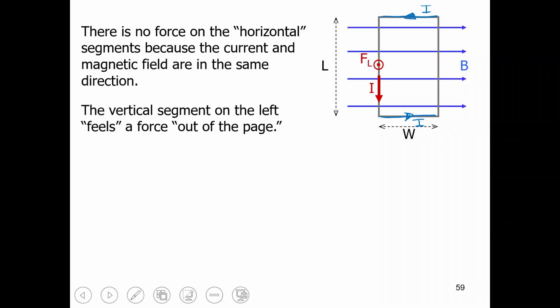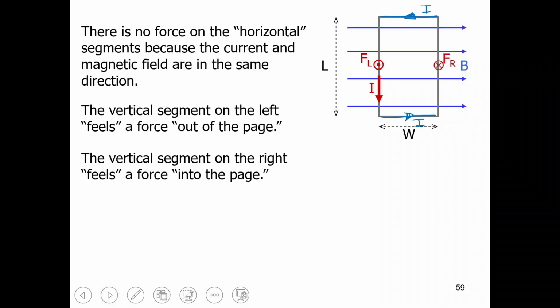So if I look at the first section on the left, the current's going down. So if I point my fingers down towards the bottom of the page, I rotate my palm to face the magnetic field on the right, that forces my thumb to point upwards. So I'm going to have a force upwards on that left side.